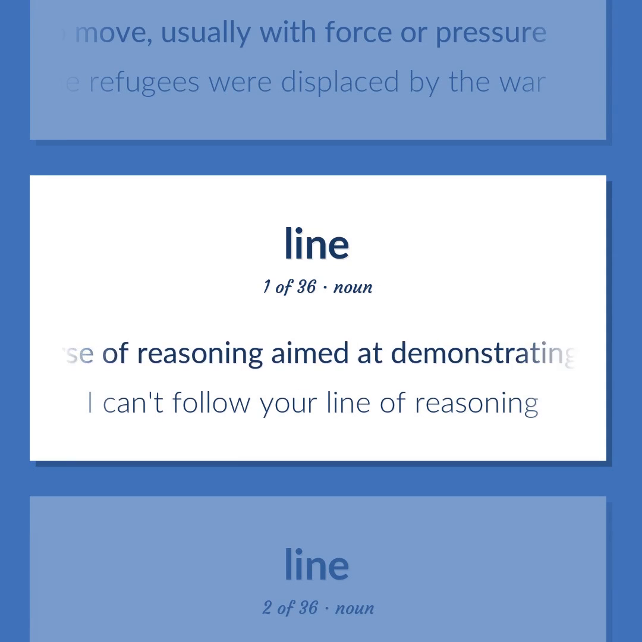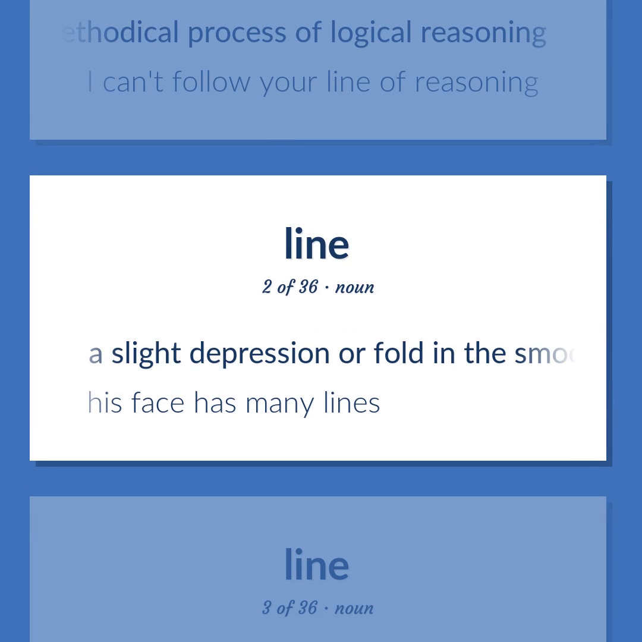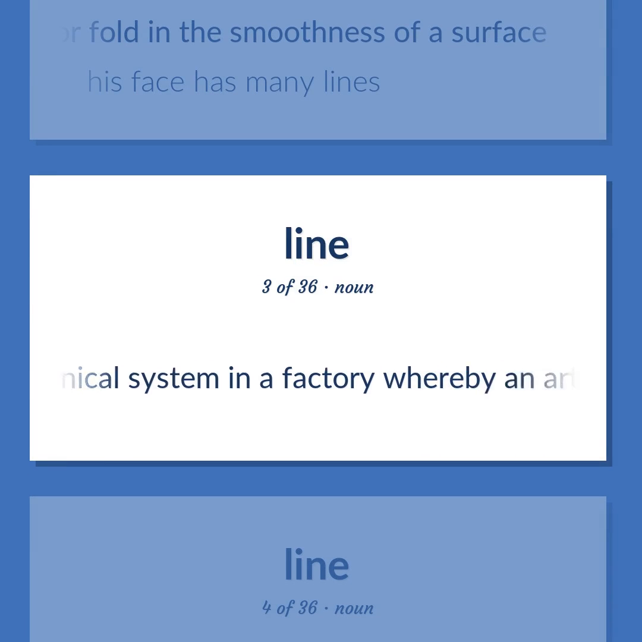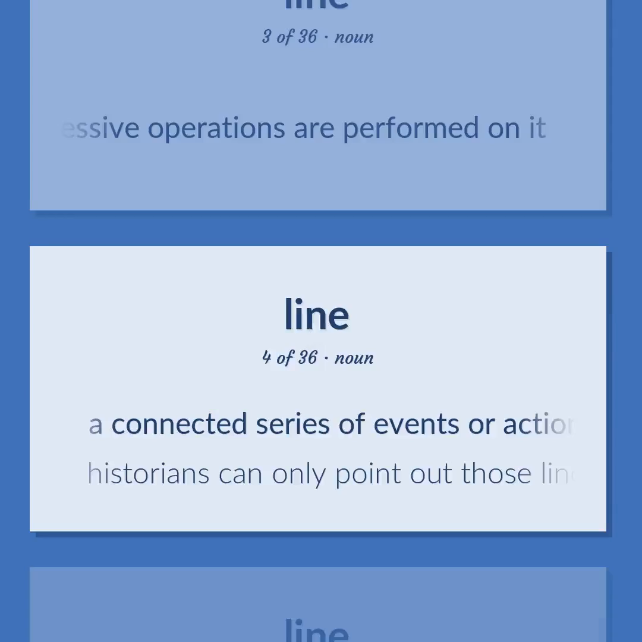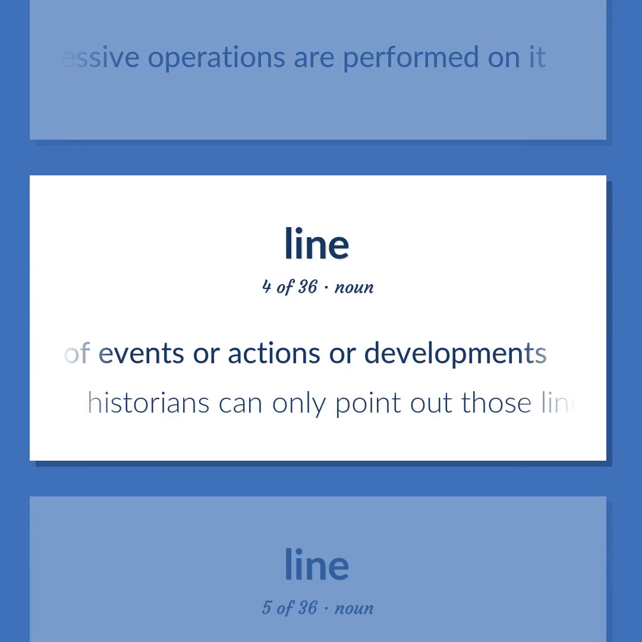A course of reasoning aimed at demonstrating a truth or falsehood. The methodical process of logical reasoning. I can't follow your line of reasoning. A slight depression or fold in the smoothness of a surface. His face has many lines. Mechanical system in a factory whereby an article is conveyed through sites at which successive operations are performed on it. A connected series of events or actions or developments. Historians can only point out those lines for which evidence is available.